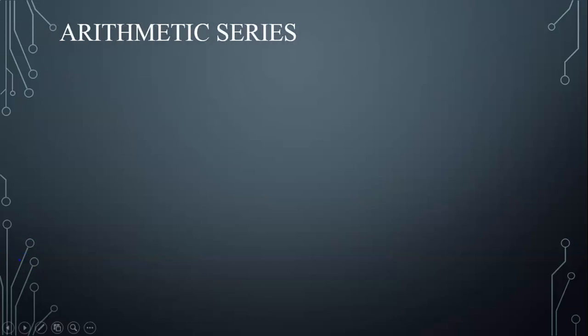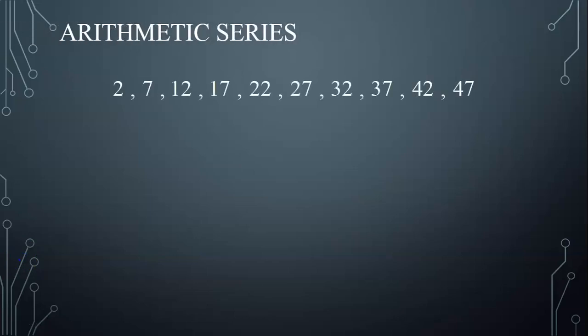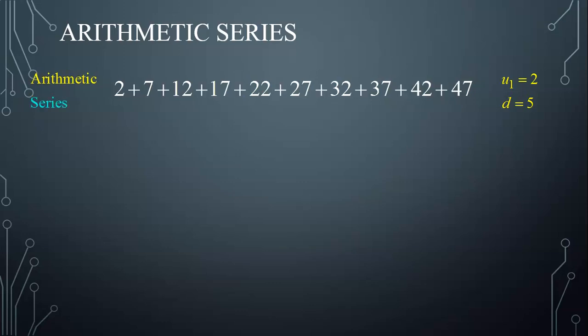What is an arithmetic series? Now, if I were to look at this given sequence, we can see that this is an arithmetic sequence with a first term of 2 and a common difference of 5. If I were to add the terms of the sequence, the sum of the terms of this sequence form an arithmetic series. So by definition, a series is in fact the sum of the terms of a sequence.